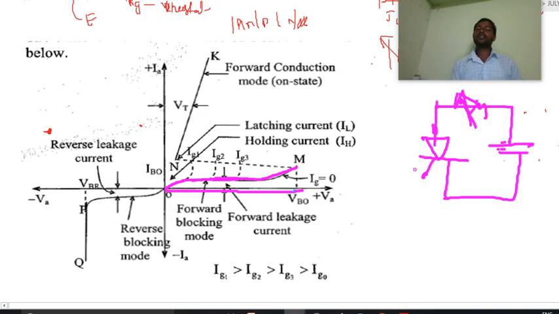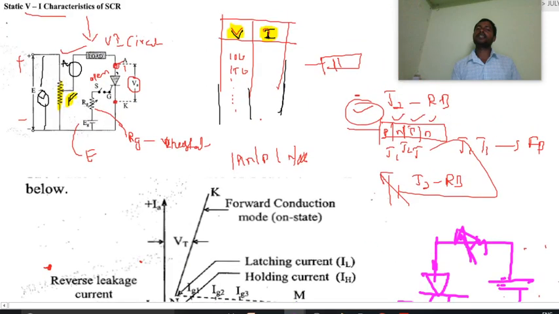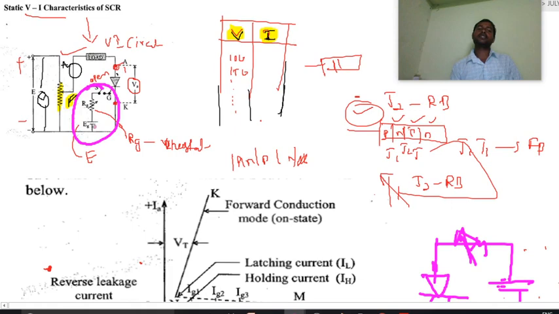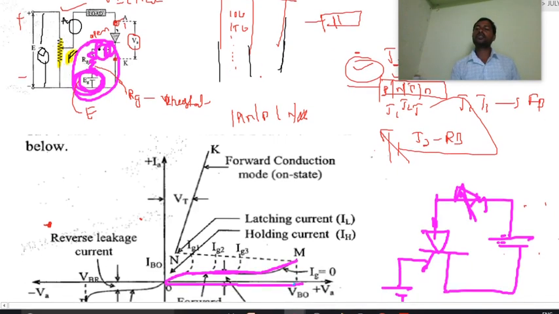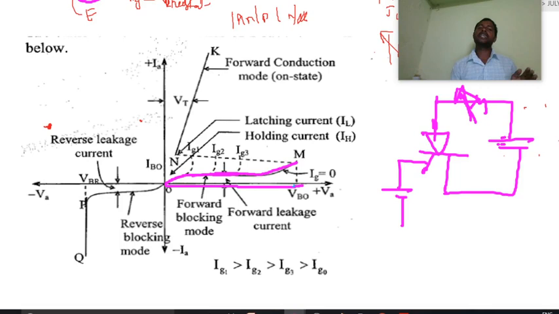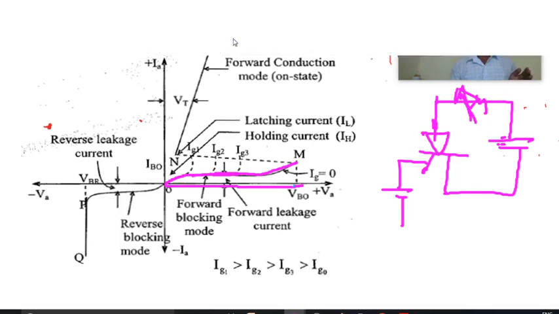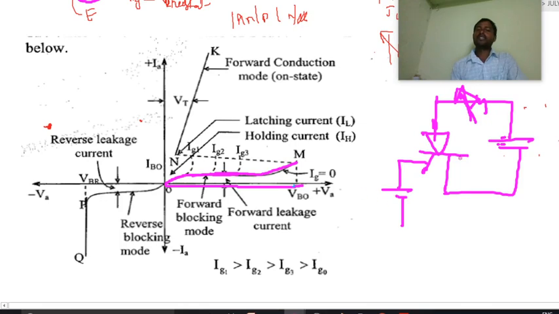This I discussed only in the absence of gate supply. Now by using the gate supply, you can see this one. EG, the external gate supply, is connected to the gate of the SCR through a variable resistor, and a switch is closed. I discussed forward blocking and forward conduction when the switch was opened. Now when the switch is closed, the gate is connected to the external supply. By using the variac, we can control EG.